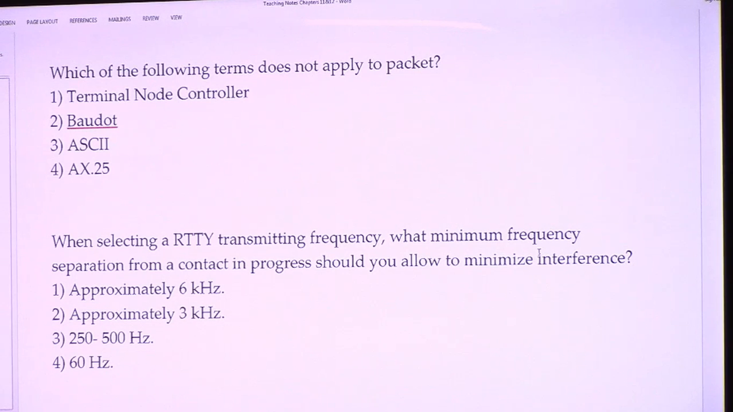5-bit code, yeah. And so that is Baudot. And it's underlined. Look at that.